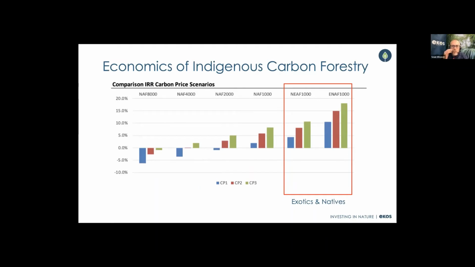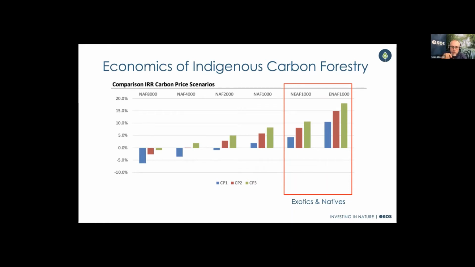If we look at the internal rate of return for the same blend of project types with native afforestation at 8,000 stems a hectare way on the left, the lines below zero are showing you essentially an indication of profitability of these projects. And if they're below zero, then that means the internal rate of return is below zero. So in other words, it doesn't break even. And the three different colors are different carbon pricing scenarios.